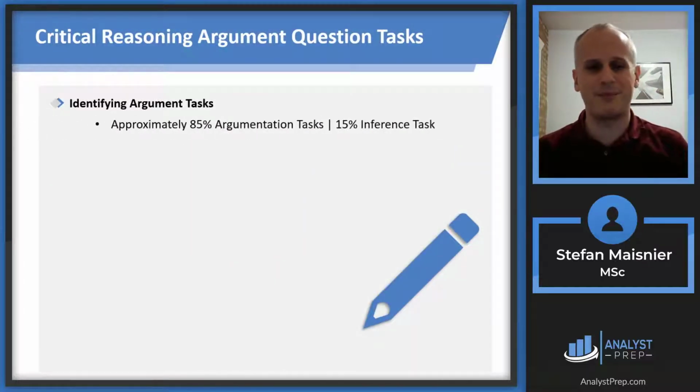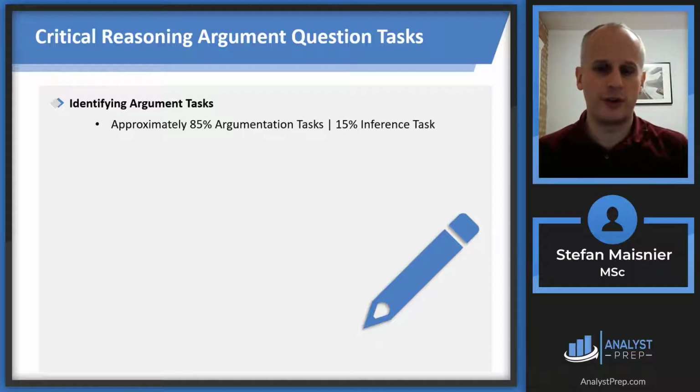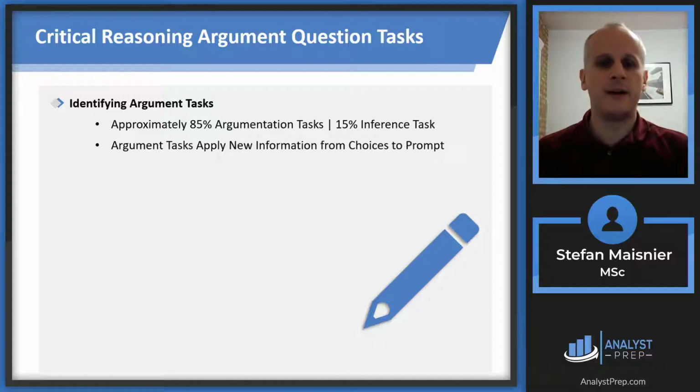Broadly, approximately 85% of your critical reasoning questions in the verbal section are going to deal with argumentation in one way or another, and 15% are going to be those inference tasks, where you basically just have to find a statement that must be true based on the information provided, and almost function as a short and dense reading comprehension problem. Now, the argument tasks are always going to apply new information from the choices to the prompt. So if you've got to consider information as true and apply it to the information in the paragraph, you're looking at some version of an argument task.